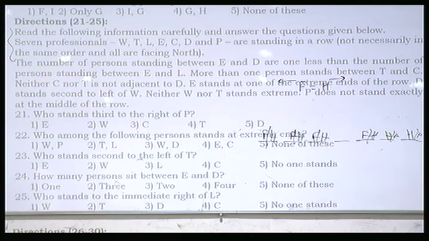Again, more than 1 person between T and C. That means either 2 persons or 3 persons or 4 persons. Neither C nor T is adjacent to D.